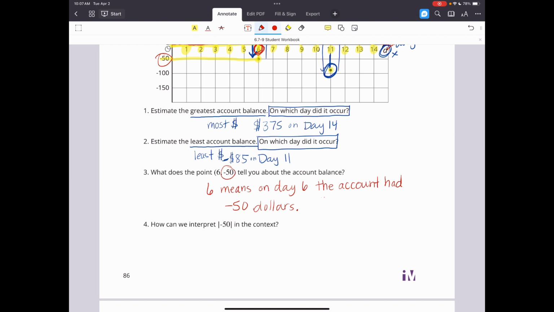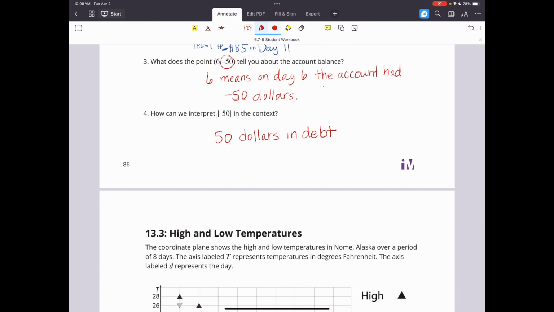How can we interpret -50 in the context of the situation? So the absolute value. So these lines right here mean the absolute value, the distance. Okay. And the distance for this is that we are $50 in debt. Okay, so instead of saying negative, the absolute value is a distance from 0. That's always going to be a positive. So to describe what it means in the context of this situation is that 50 units from 0 in the negative direction means that we're in debt, and you don't want to be in debt. You want to have the money in the bank. So that's what that distance from 0 means.